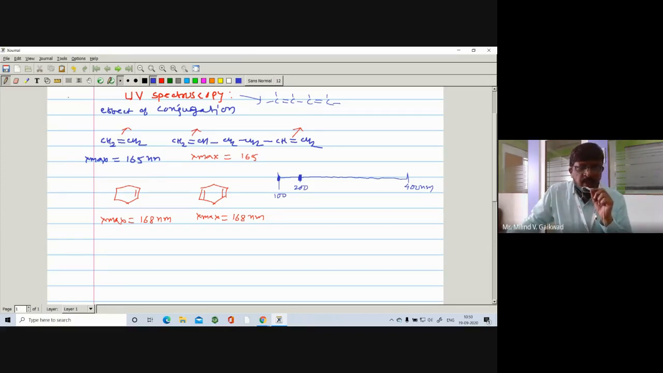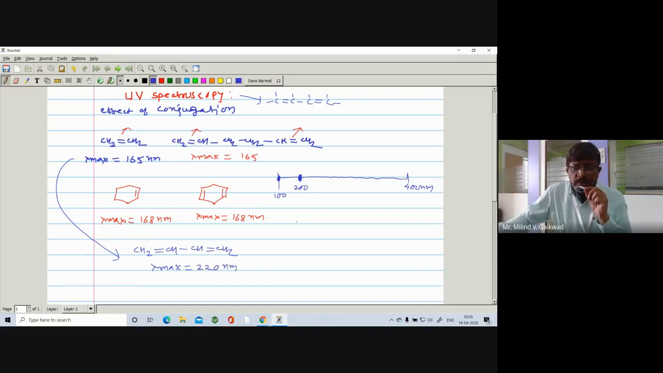It appears at 165, and if we introduce one pi bond in conjugation, then what happens? CH2=CH-CH=CH2. Two pi bonds are in conjugation, double bond, single bond, double bond. So lambda max for this compound is experimentally found to appear at 220 nanometer. 220 nanometer means it is in between 200 to 400. So here it appears at 220 nanometer. So what does it indicate?